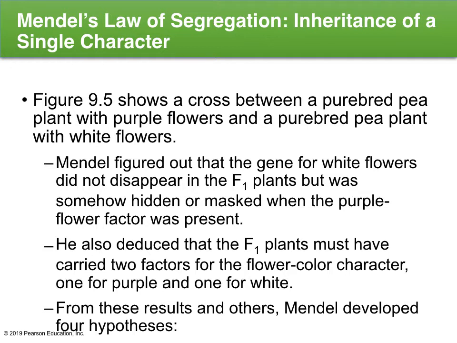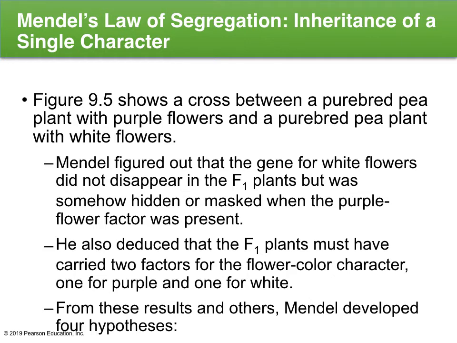The next diagram is going to show a cross between a purebred pea plant with purple flowers and a purebred pea plant with white flowers. And he figured out that the heritable factor, what we would call a gene for white flowers, didn't actually disappear in the F1 generation, even though all the F1 individuals will have purple flowers. We'll walk through this in the next couple of slides.